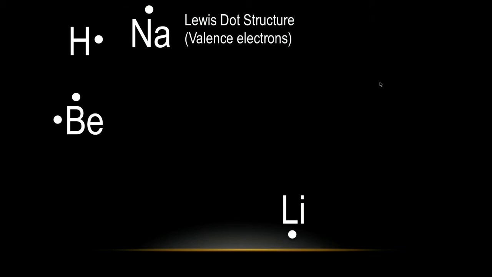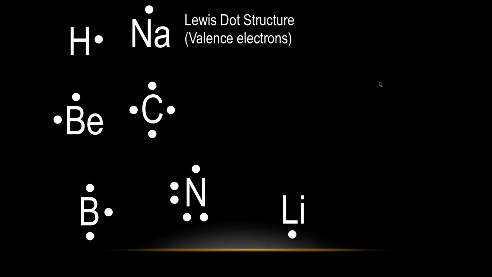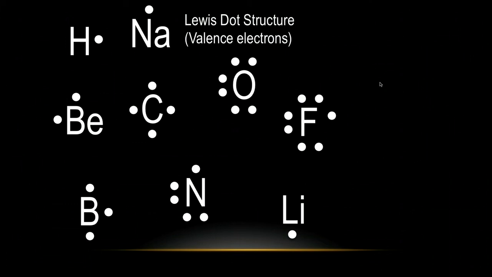Beryllium has 2 valence electrons, so we have 2 dots. Boron has 3 valence electrons, so we draw 3 dots. Carbon has 4 valence electrons. You guessed it, 4 dots. Nitrogen, 5. Oxygen, 6. Fluorine, 7. And neon, which is a noble gas, has 8 dots.